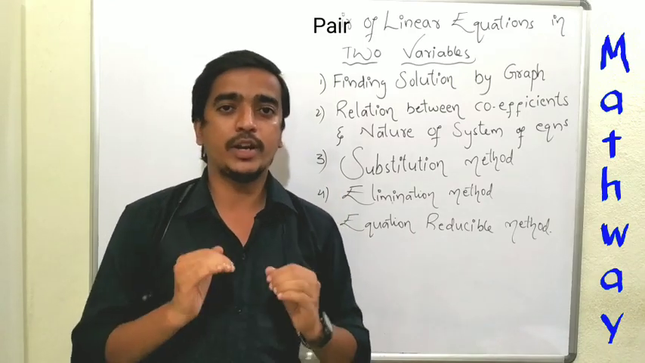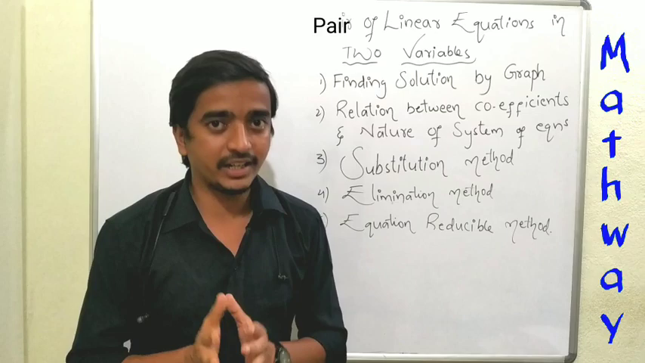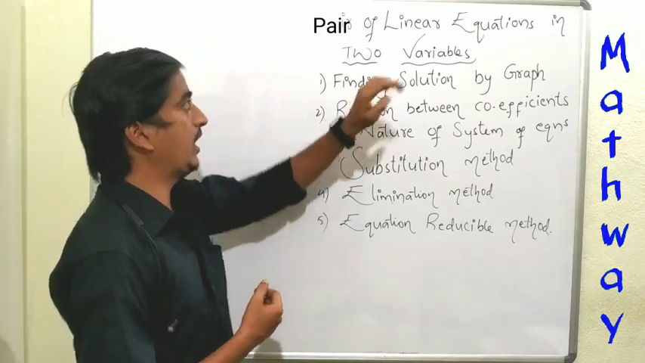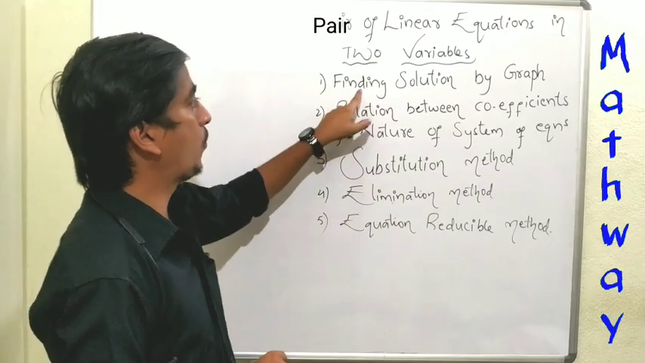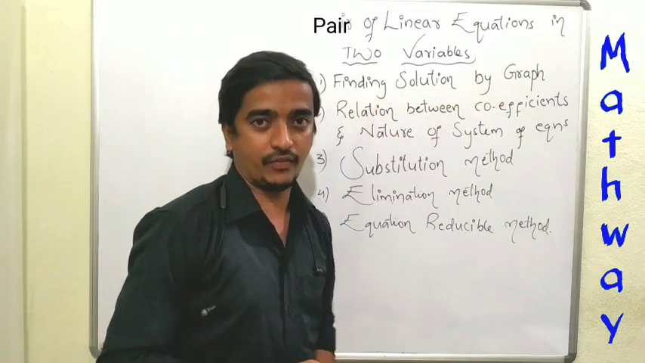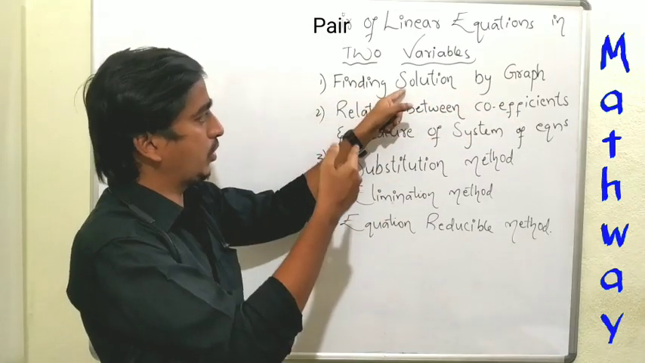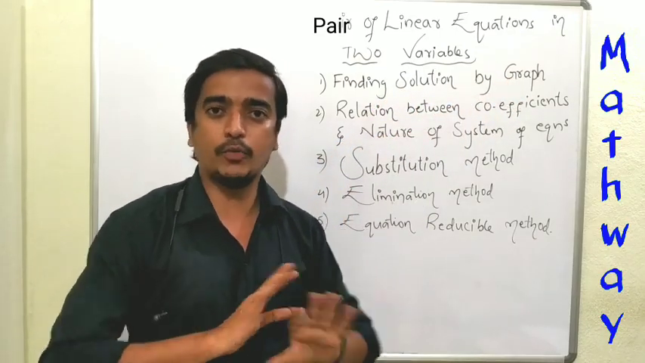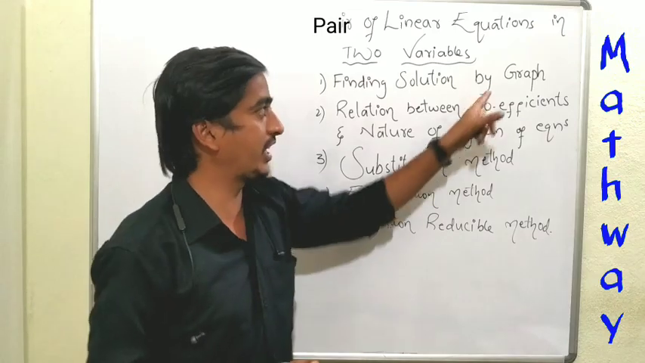Now, let's see what topics are there in the chapter pair of linear equations in two variables. Mainly in this chapter we have to learn finding the solution by the graph. So here we need to find the solution from the graph. In the board exam, he never asks you to draw the graph.